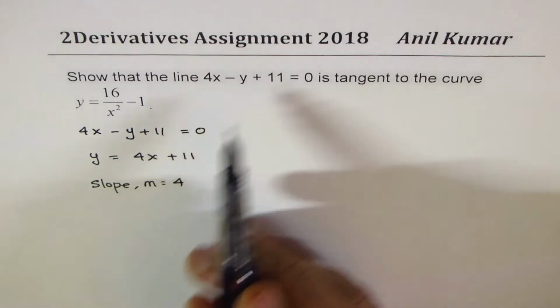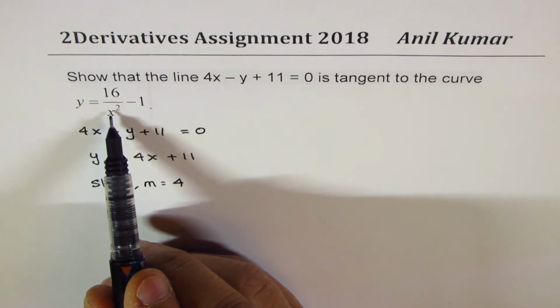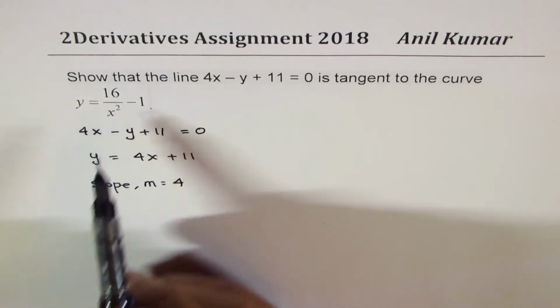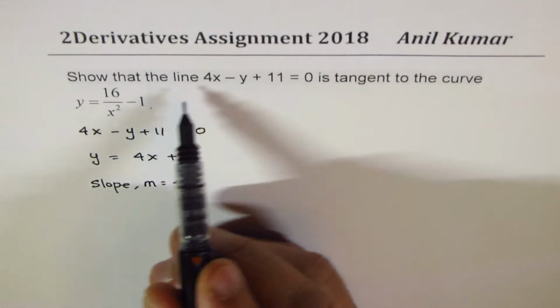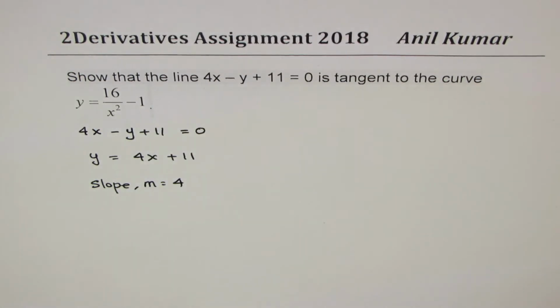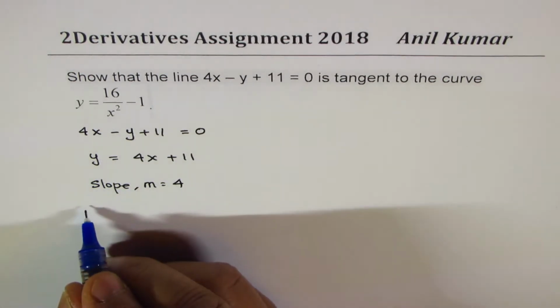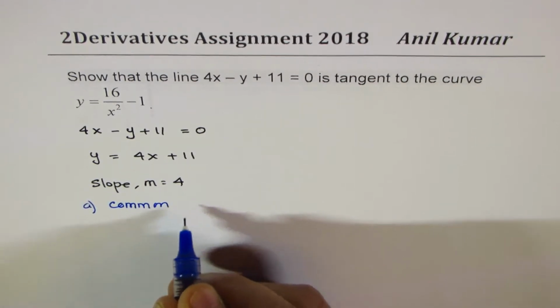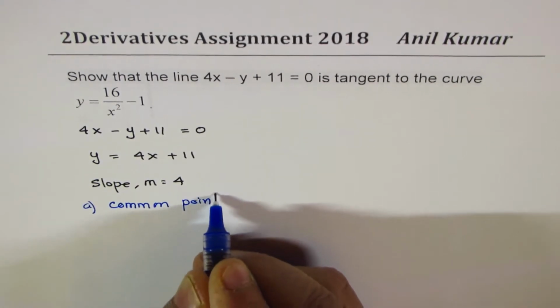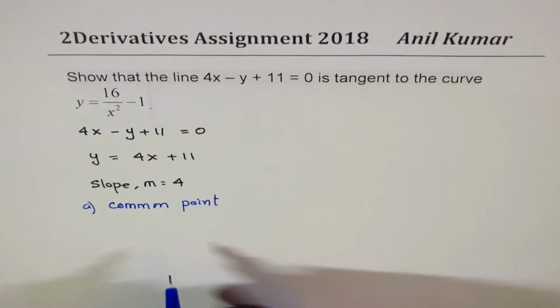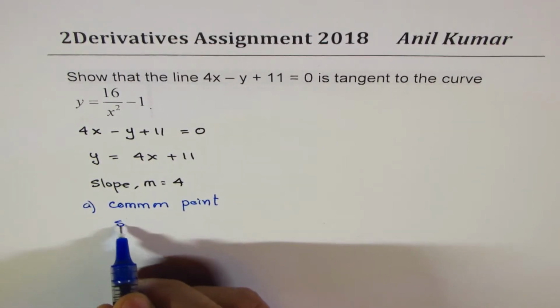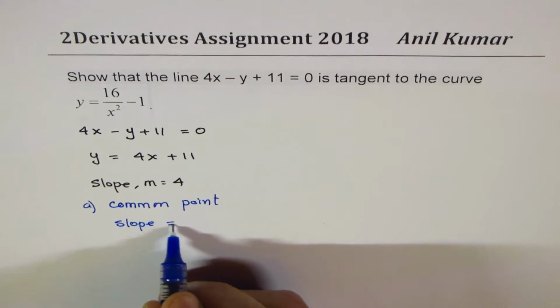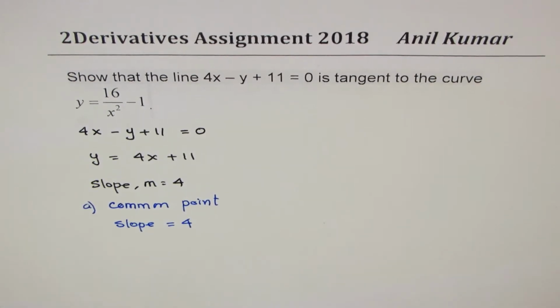Now if this line is tangent to the curve at a given point, that point is common to both, right? So what we are looking for is to prove 2 things. That is, we have to find a common point where the slope is equal to 4. That's what we have to do, right?